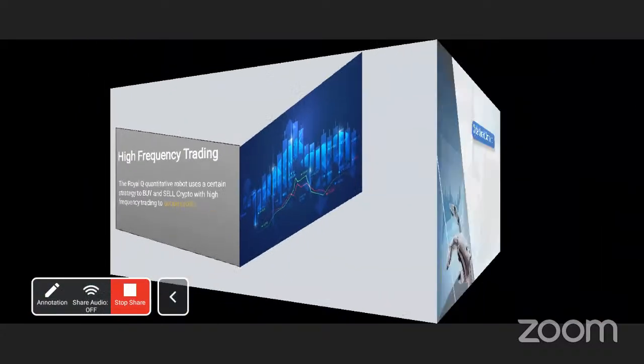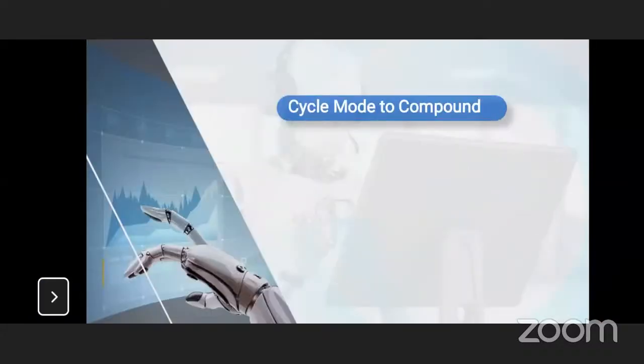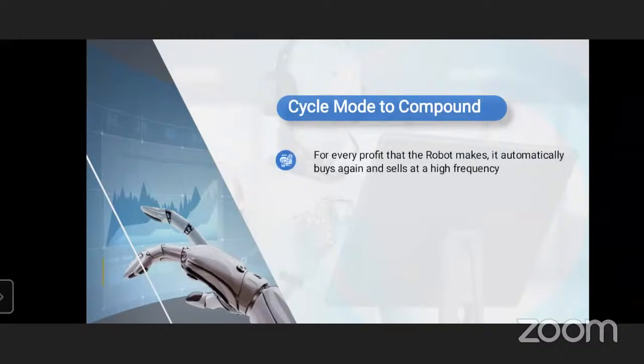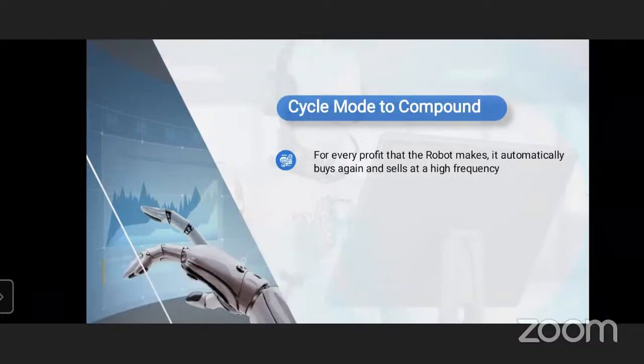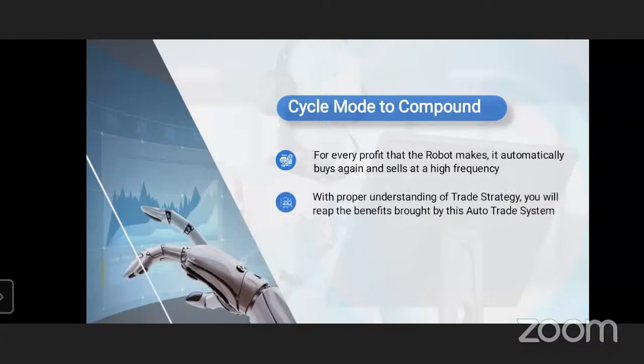Ladies and gentlemen, I've never seen a business that intensifies the eighth wonder of the world. And this one is the power to compound your money. The bot, as it deposits your money in your USDT, like it has already done in my Binance account, for every profit it makes for you, it automatically uses it to buy again and sell at high frequency. So with the proper understanding of this trade strategy, you will reap benefits by this auto trade system.